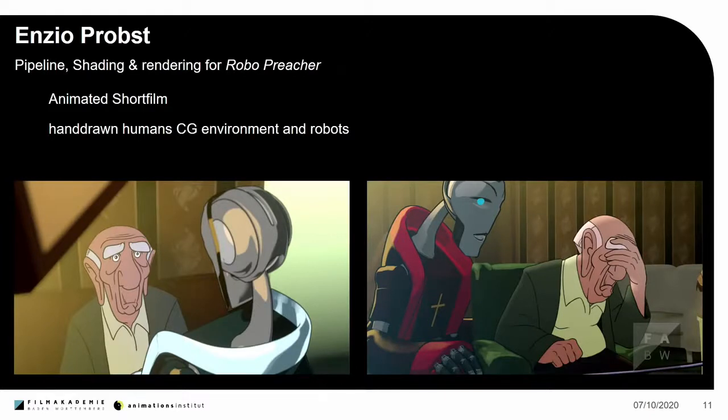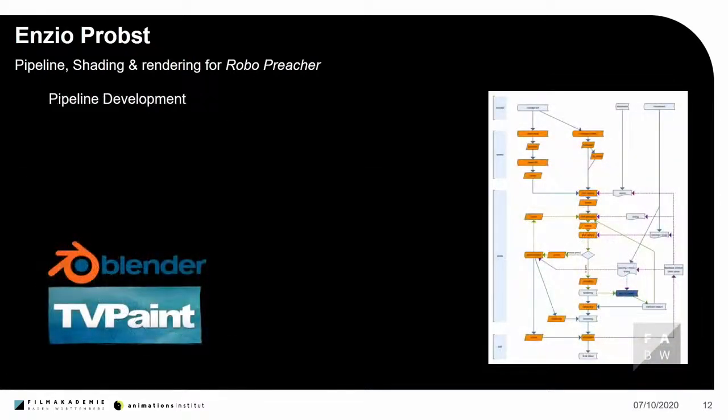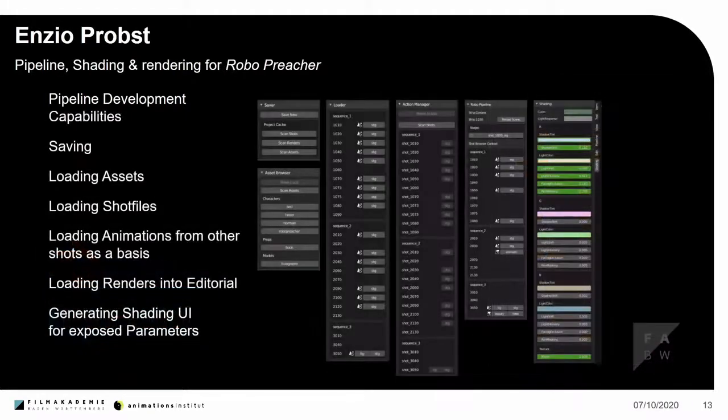And it is about a couple where his dear wife is dying and the Robo priest is arriving and breaks the whole situation. So for this project I did the pipeline development, first showing it in a graph, what I'm planning to do and how our pipeline should look. It is done in Blender and TV Paint.